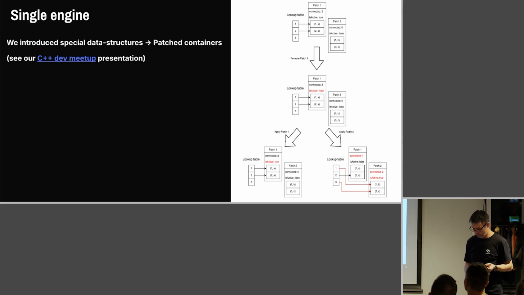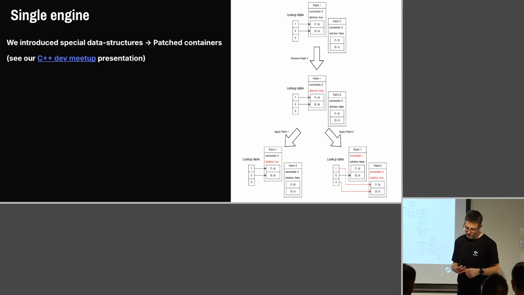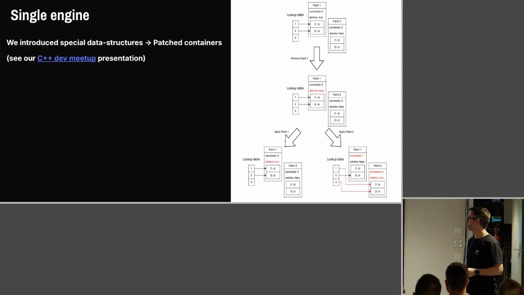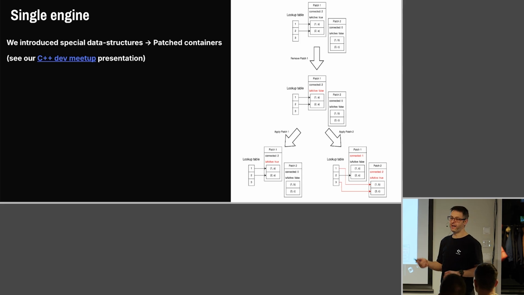In order to tackle these problems, we needed to come up with really clever engineering solutions. One of the solutions to decrease the memory footprint of tracking these operations was the introduction of special data structures, which were the patch containers. We actually had a C++ Dev Meetup on these, so you can check them out in the link.